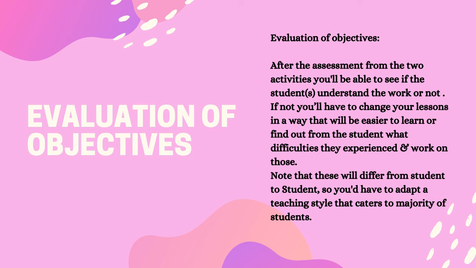And lastly, evaluation of objectives. So here, it's where you assess whether the objectives have been met when you are teaching your student or students. And you will have to make an assessment or observation based on the two activities that you gave the students and the way they were engaging when you were teaching the lesson. So from there, you'll be able to see whether the student or students understand the work.